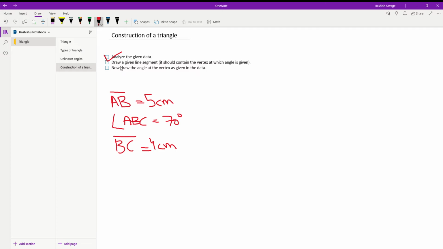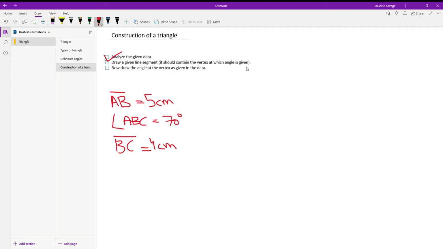Number two is draw a given line segment. It should contain the vertex at which the angle is given. Over here we have two of the sides, one is AB and the other one is BC, and the angle is ABC. So be very careful in this point because this point is going to determine whether you draw a right triangle or a wrong one.